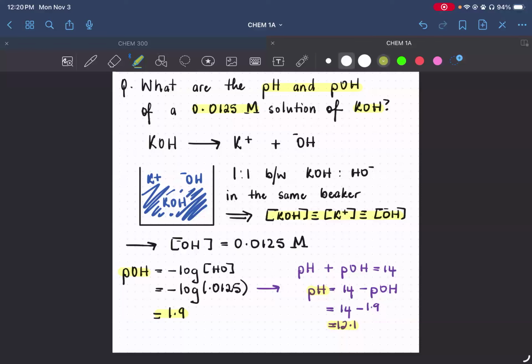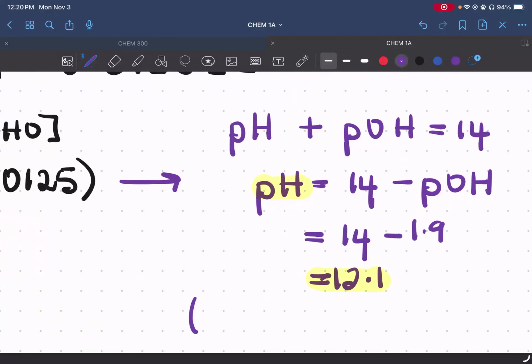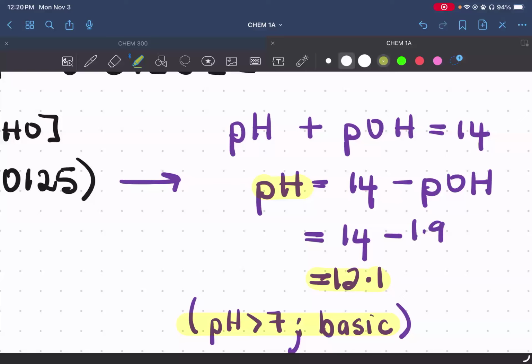Now, all this question was asking you to do was simply calculate what are these values. Although not needed, you can make further conclusions about this solution. Based on the pH, we're able to say that since the pH is greater than 7, this is identified as a basic solution. Sure, you could argue, well, that's pretty close to 14, so you could say it is a strong base. That's absolutely fair. But at the very minimum, we can definitely call it basic.